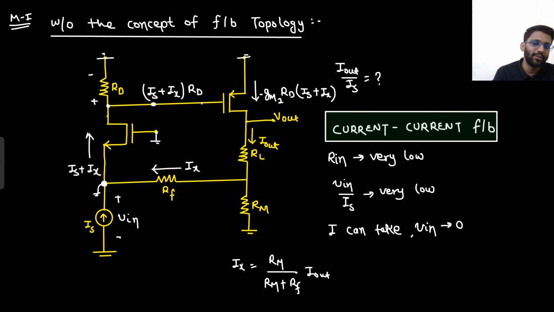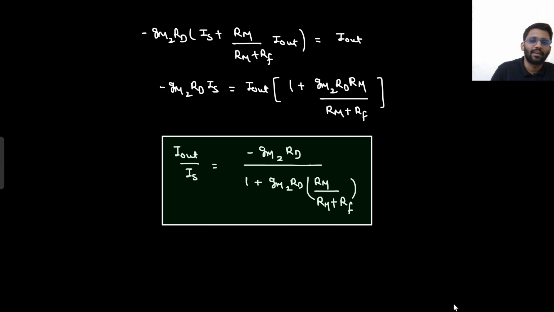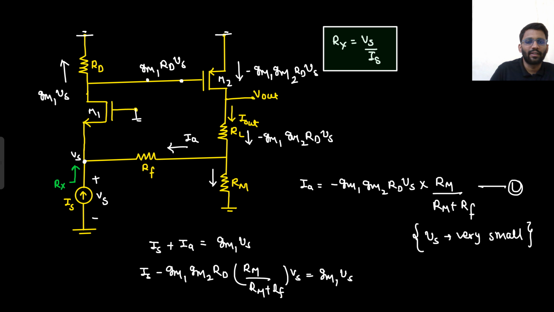Then we determined these values without the concept of feedback topology, but there we made an assumption, that your Vin would be very low. Since this is a current feedback topology, your Rin will be very low. So you can take your Vs or Vin to be very low. Then your Ix would be Rm upon Rm plus Rf into I out. Then you could write down this current, and then find the final I out current. This was the expression. Then you could find the expression of Rx as well, that is Vs by Is.